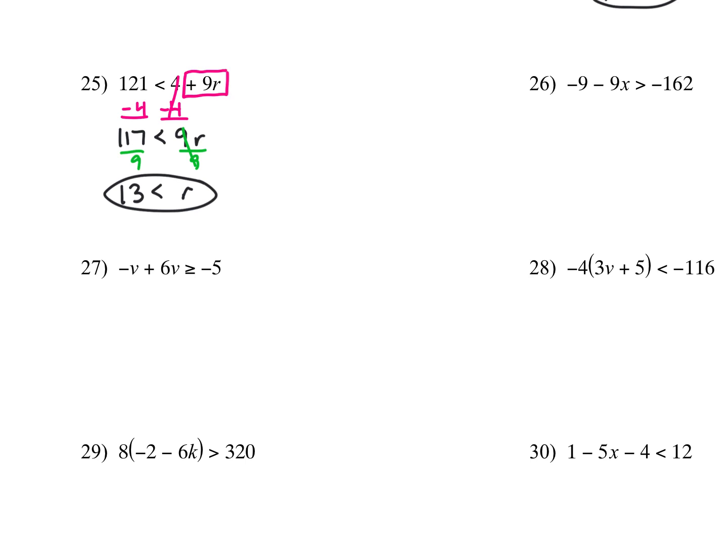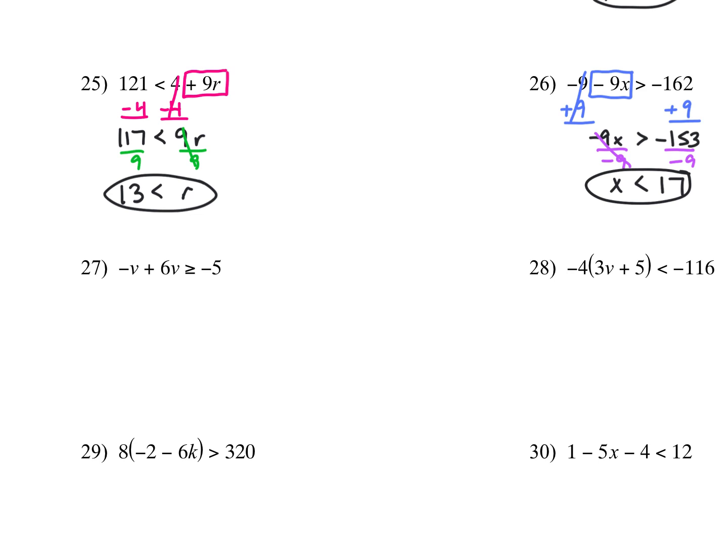Number 26, I'm going to box in this negative 9x to get that x term by itself. We'll get rid of negative 9 by adding 9 to both sides. And so we get negative 9x is greater than negative 153. Now we are going to divide both sides by negative 9 to get x by itself. Remember, when you multiply or divide both sides by a negative, your symbol flips. And we get x is less than 17.